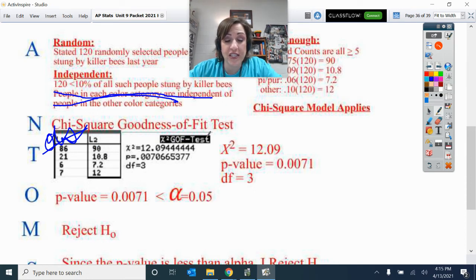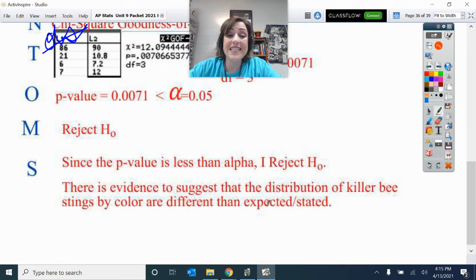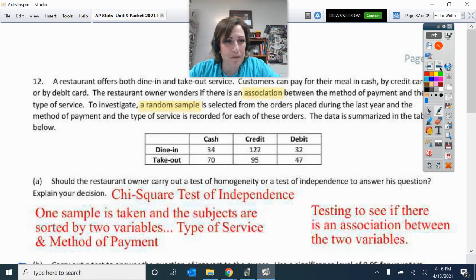I ran the chi-squared goodness of fit, and I got a chi-squared test statistic of 12.09 with a p-value of 0.0071. Degrees of freedom for goodness of fit is categories minus 1, so 4 minus 1 is 3. The p-value of 0.0071 is less than alpha, so I reject H0. There is evidence to suggest that the distribution of killer bee stings by color is different than previously stated or expected. Okay, so it may have changed. I need to go investigate that and see what they're stating about the color distribution.